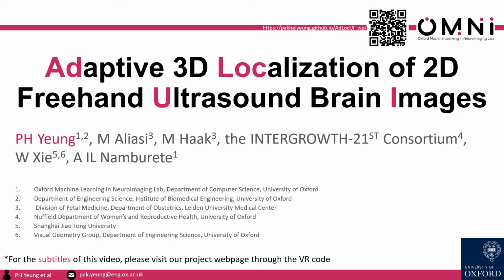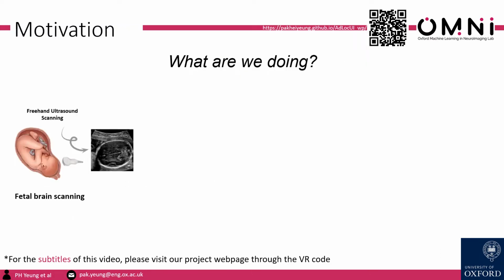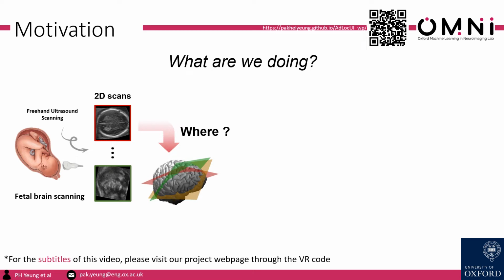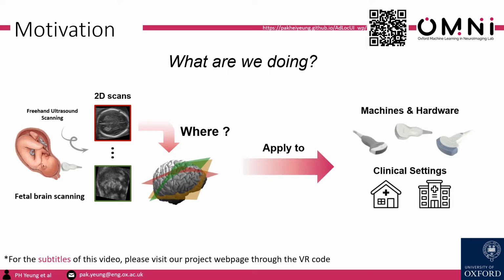Today I'm presenting our work, Adaptive 3D Localization of 2D Freehand Ultrasound Brain Images. Basically, with 2D freehand ultrasound scanning, we are trying to predict the plane location of each scan in the 3D brain atlas. More than that, we need to make sure that a single trained model can be applied on images acquired from any machines or from any clinical settings without further cost.